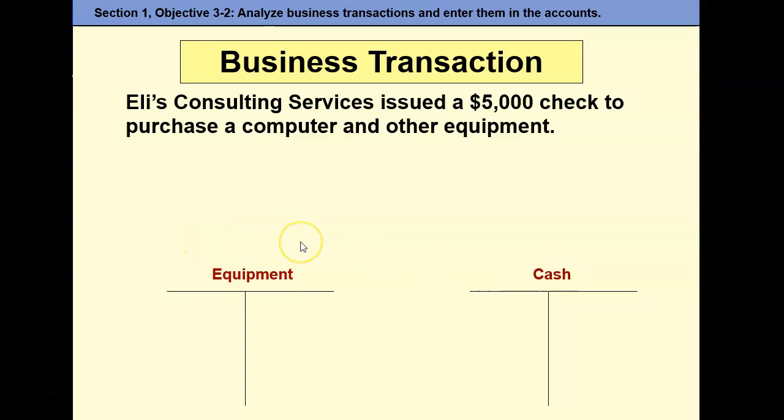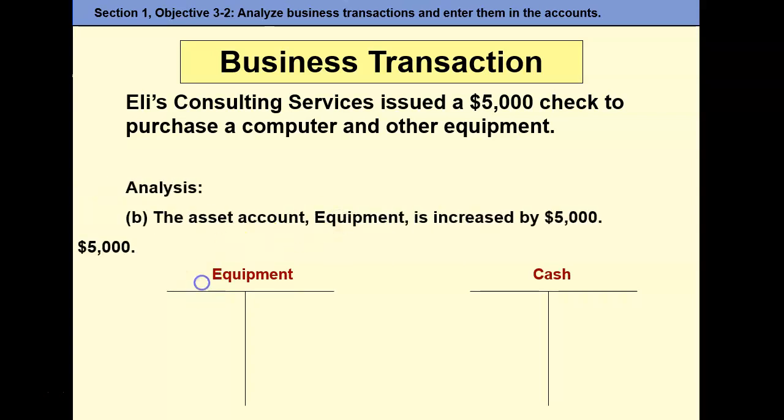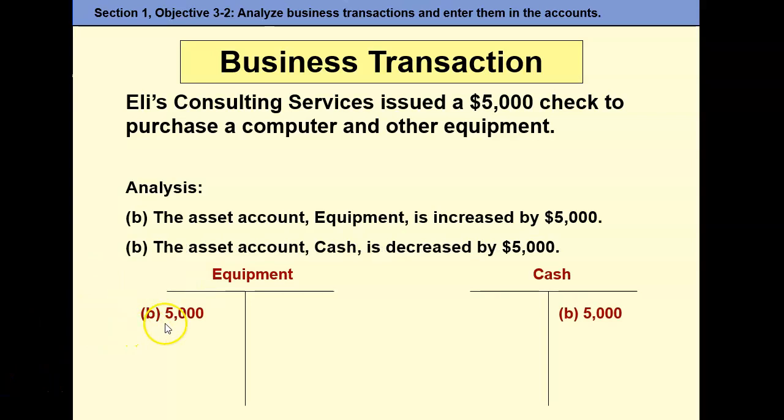Next, identify what the account classifications are. For this illustration, these are both asset accounts. Okay? Now apply the rules of debits and credits. Therefore, the equipment account, we're going to debit because it is an asset account and it's increasing. Assets increase on the debit side. We're going to credit the cash account for $5,000 because assets decrease on the credit side.